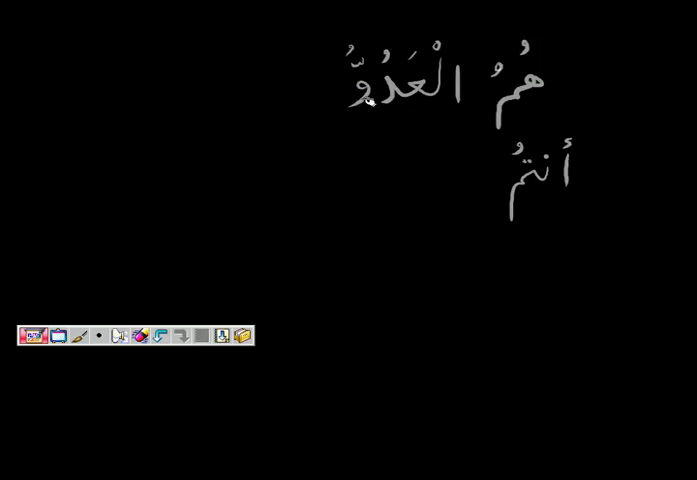Innaka anta allamul ghuyub. Anta, you, allamul ghuyub, are the knower of the unseen. If there's new vocabulary and if there's some grammatical structures that are unfamiliar, then don't be worried about that. The point right now is to look at the pronouns, and we will cover all of that grammar. The next one towards the end.